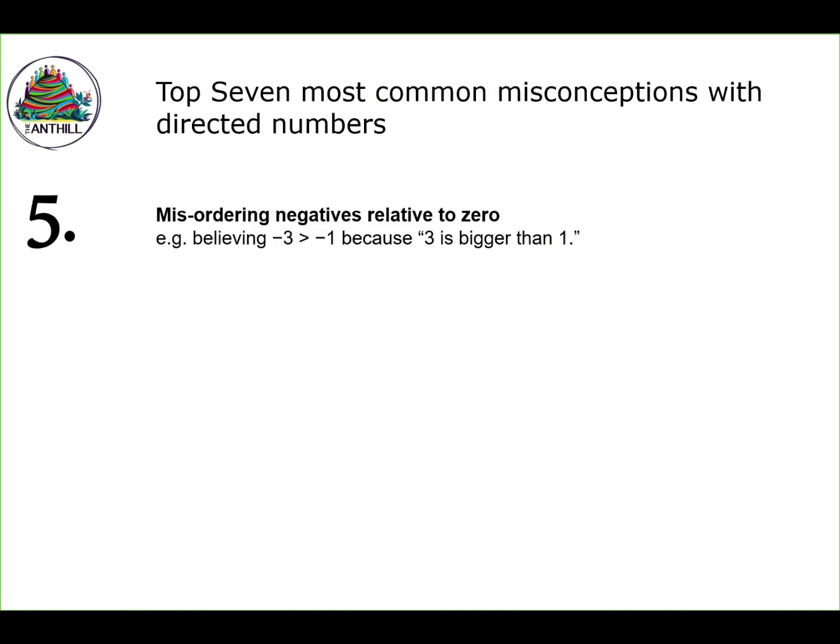And number 5 is misordering negative numbers relative to 0. This one is quite an interesting conundrum that comes up. Students sometimes, in some situations, will go with the notion that -3 is bigger than -1. The rationale behind this is quite interesting, because they'll recognise that the number 3 is greater than the number 1. Yeah, they are right. However, in the context of directed negative numbers, that's not the case.